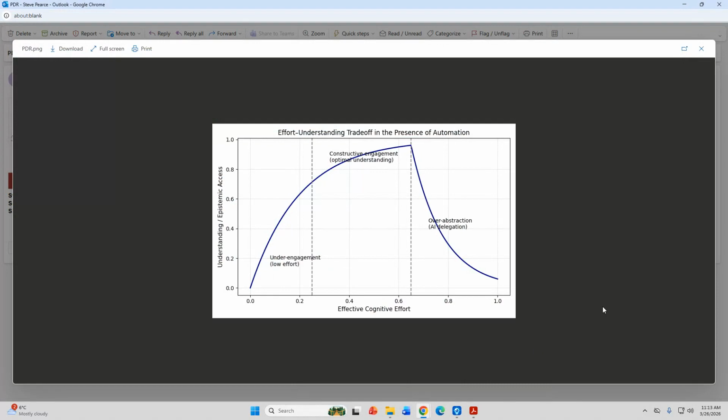So, effort, understanding, trade-off. You've all heard of the point of diminishing returns. So this is effective cognitive effort. Sorry, I should say understanding, epistemic access. I don't know if you know what that means, as a function of effective cognitive effort.